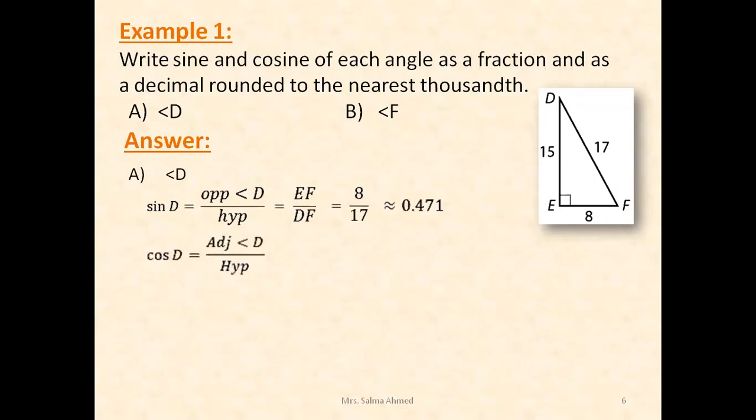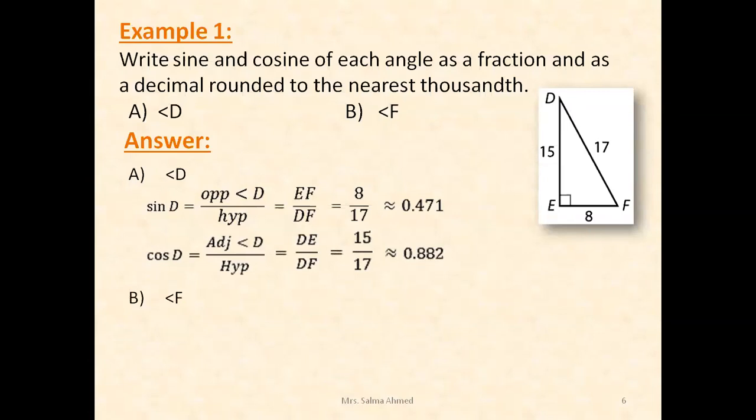We are going to get cosine D, which is the adjacent over hypotenuse. The adjacent for D is the side beside it. So it will be DE over the hypotenuse, which is DF. So DE over DF, which is 15 over 17, and gives me 0.882.